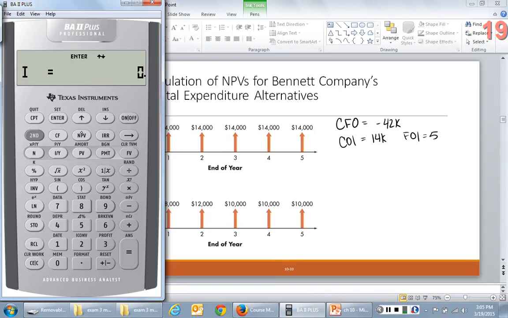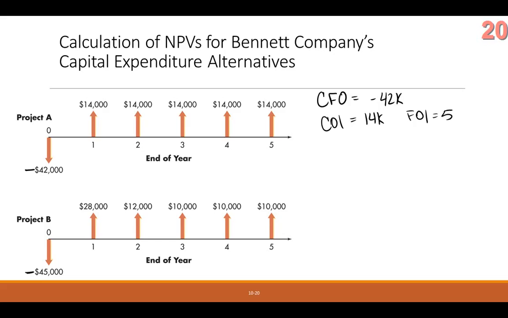Next, you push the NPV button and enter in a discount rate. Here we're assuming the discount rate is 10%. Enter. Down arrow. Compute. and you get $11,071. So this net present value is greater than 0. So if these projects are independent, project A would be accepted.